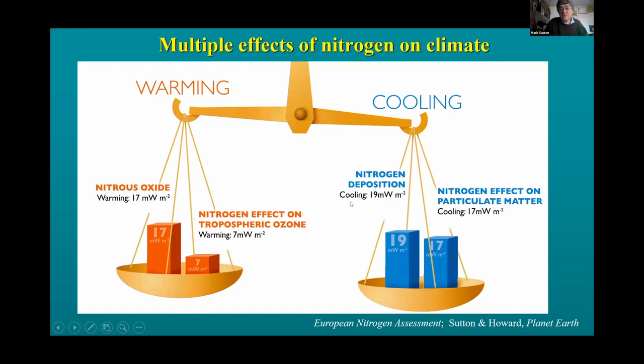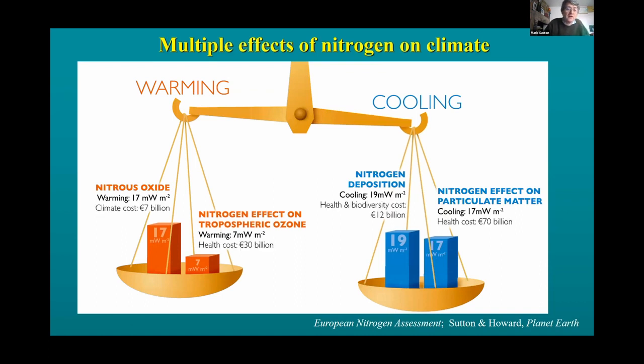And then we've got cooling effects as nitrogen emissions to the atmosphere come back down, land on forests, make the forests grow more and absorb more carbon from the atmosphere, the cooling aspect. The particulate matter, the ammonium and nitrate in air, is also having a cooling effect. So you could say, well, the cooling is slightly bigger than the warming. Actually, that's not significantly different between the two.